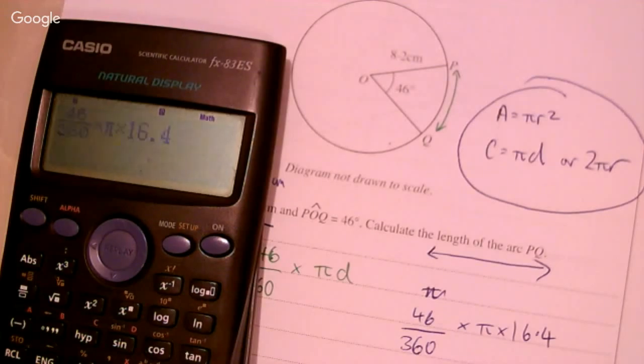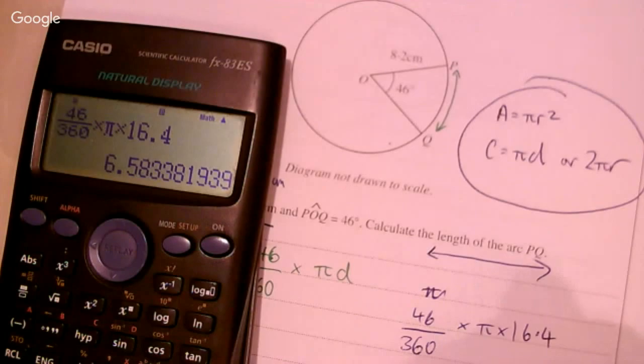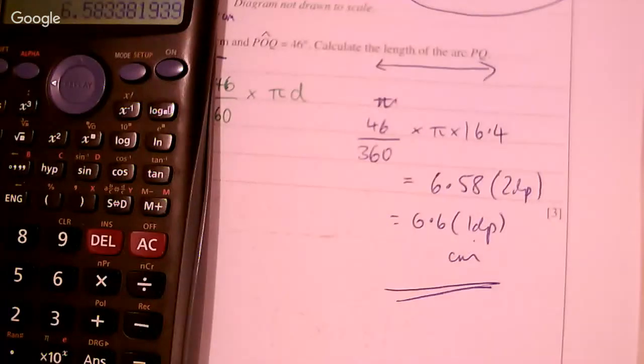Okay, so that gives me the answer of, now it gives it to me in my calculator still in pi. So all you do is press SD to take that out to being pi, and I get the answer 6.5. I've already written 5 now, so 5.8 to 2 dp, but I could have said 6.6 to 1 dp, and then centimeters. Okay, so there's my answers there.